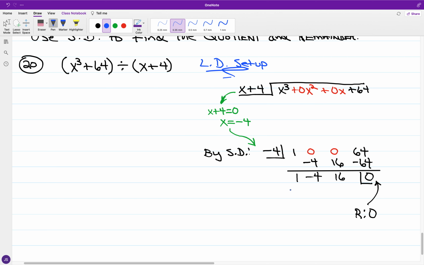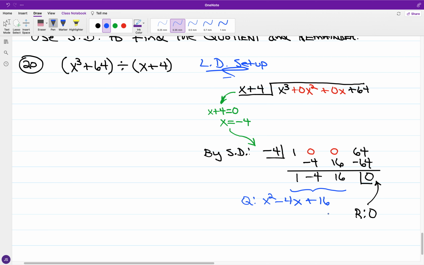And in terms of what we have for the quotient, the 1, the negative 4, and the 16, again, the 1 at the top was in reference to x cubed. As you bring down the leading coefficient, you're also bringing down by 1 the degree in x. So this one is going to be in reference to 1x squared. Negative 4, we have minus 4x. And at the end, we have plus 16.